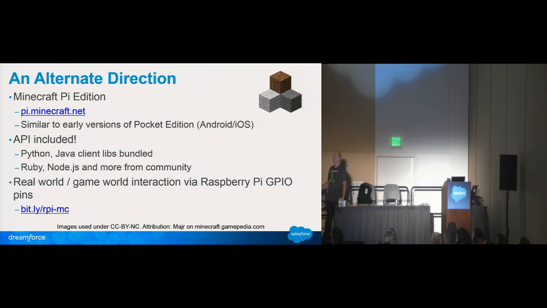And the really neat thing is that you can start messing with the Raspberry Pi pins, the input-output pins, and have real-world events reflected in the game. So you can put a physical switch on the Raspberry Pi and have something happen in the game. You can have, when you break a block in the game, send a signal out and light up a flashing light, whatever you like.